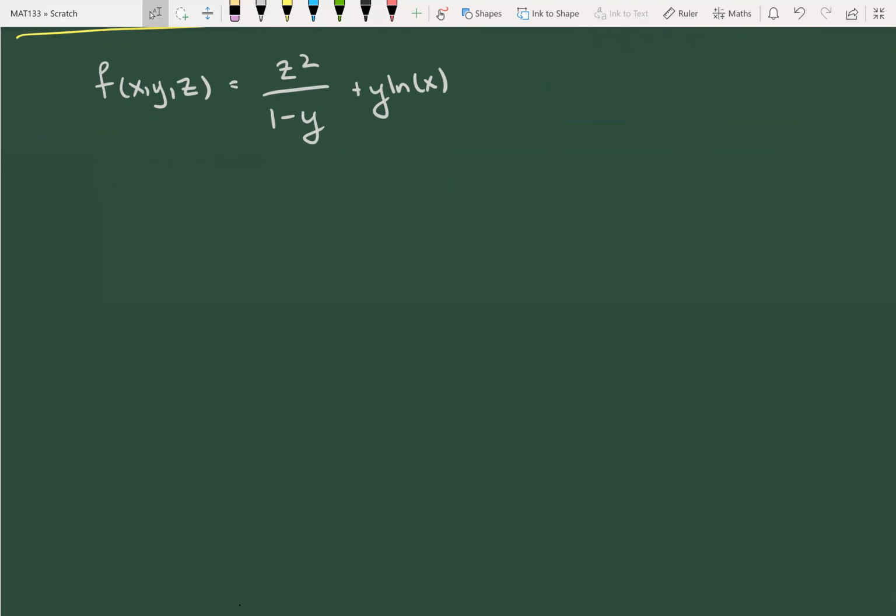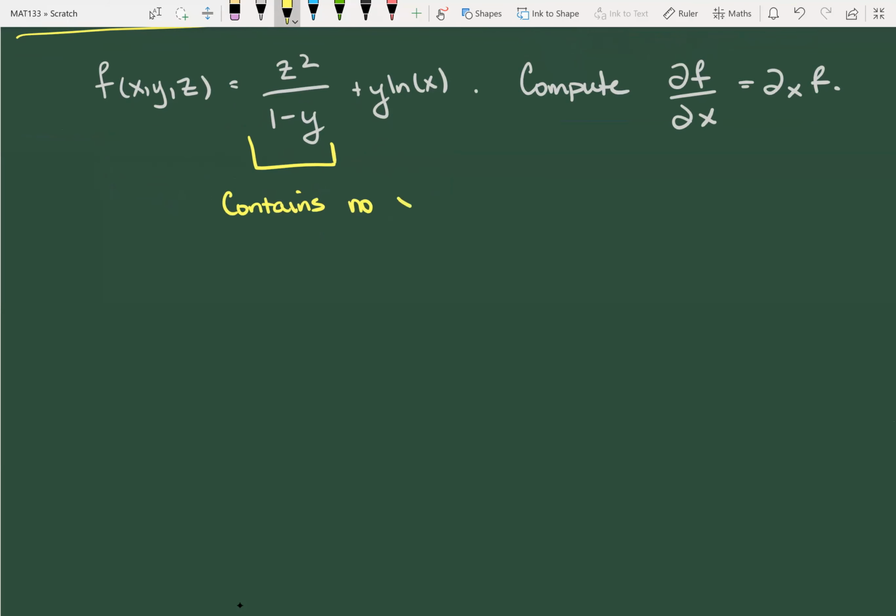All right. So here's our function, right? z squared times (1 minus y) plus y ln x. And we want to compute the partial of f with respect to x, right? That's what the subscript x on f means. Those are the same thing. Okay, so when I look at this, note that this term contains no x's, right? And so it is a constant. That means that when I differentiate it, it's just going to give me 0.